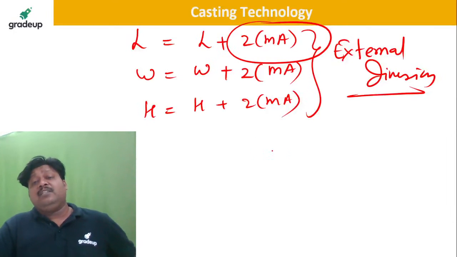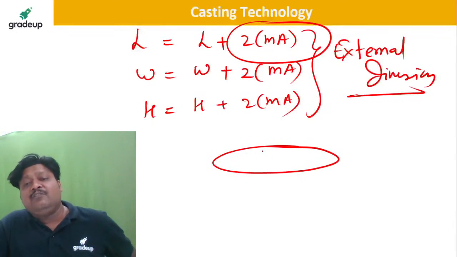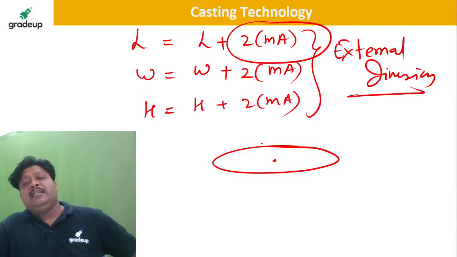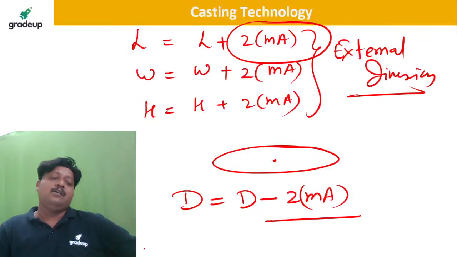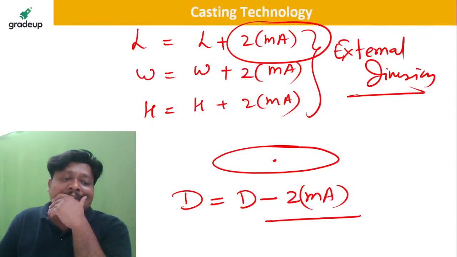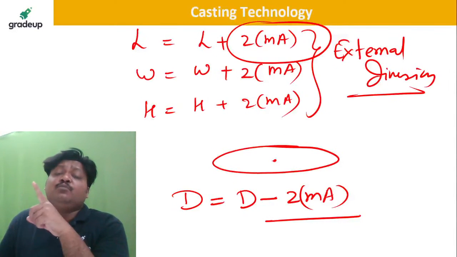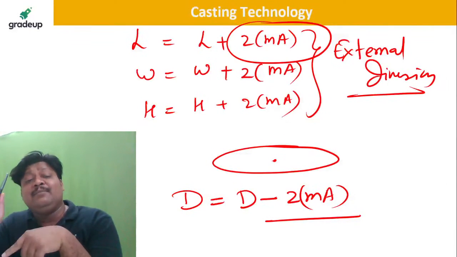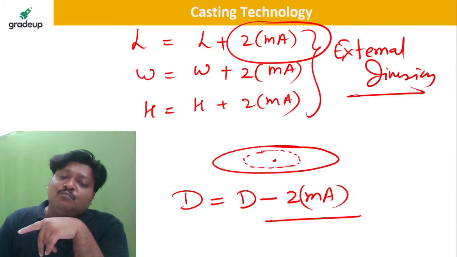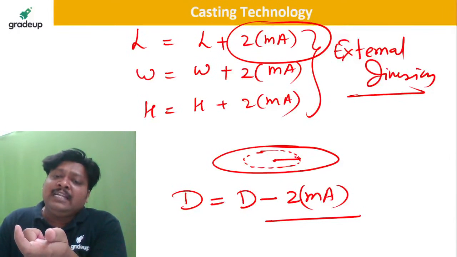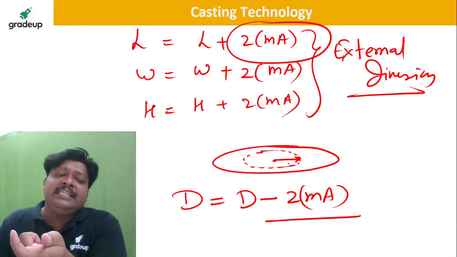But dear students, now the time for providing the machining allowance on the internal dimension. Tell me, whether the bore of diameter D is going to be D plus 2 times machining allowance or D minus 2 times machining allowance. Whenever the machining allowance is provided on the bore, it should get subtracted. Then and only then the dimension becomes small and you get the provision to enlarge this dimension by machining. Isn't it?